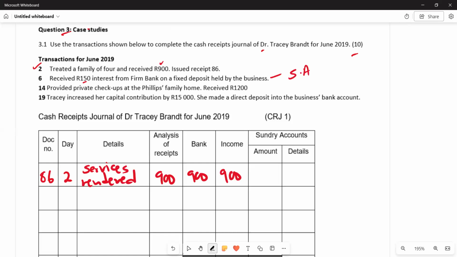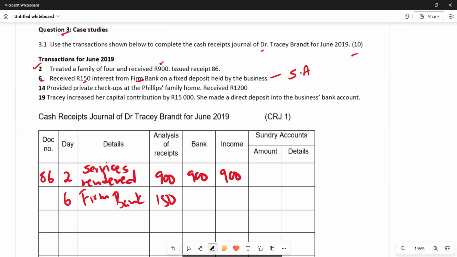We take note of the document number. Let's see if we have the document number. We are not seeing a document number there. We have the date, which is 6, so obviously here we are going to say 6. And then on the details part, we are seeing that we are receiving this from Firm Bank. So you can just put Firm Bank here, and then the amount is 150.